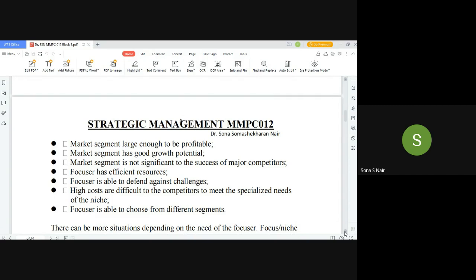The market segment should also have good growth potential, because what is the use of giving a differentiated product or trying to position ourselves as a low cost competitor over there if the market does not have potential, if the market is not profitable, if the market is not large enough. So the market segment is not significant to the success of major competitors.